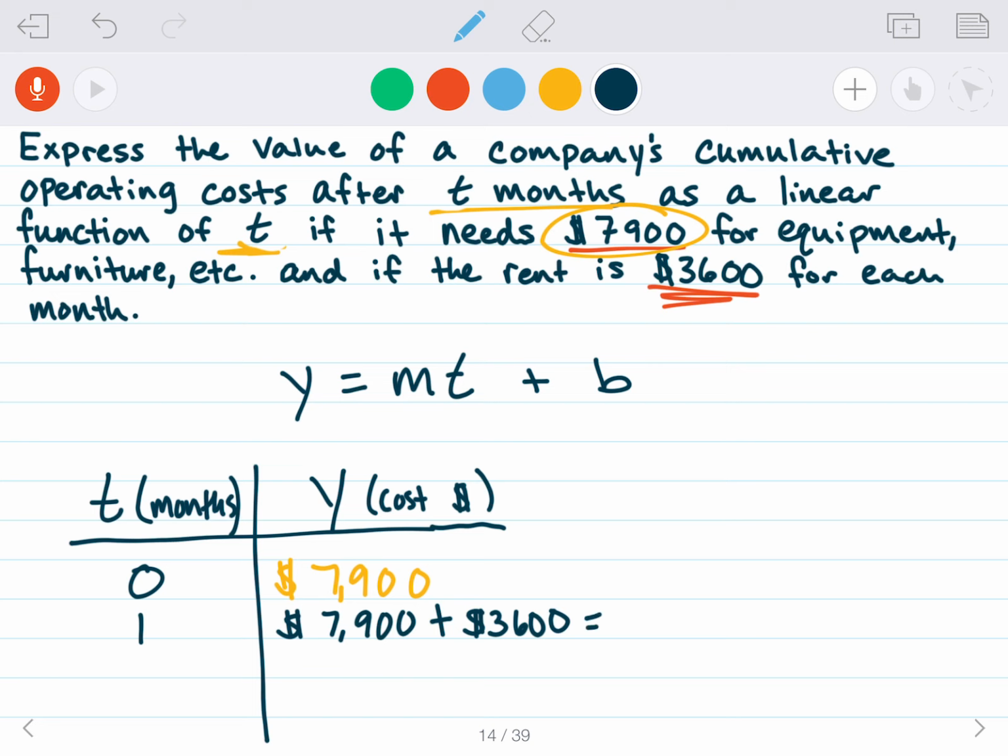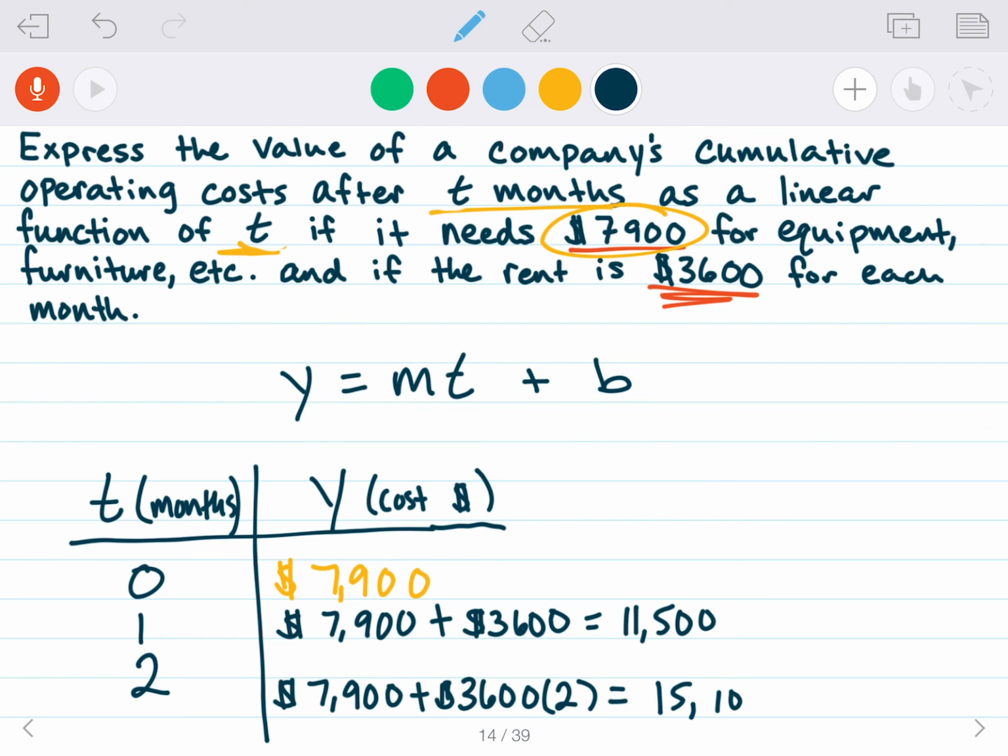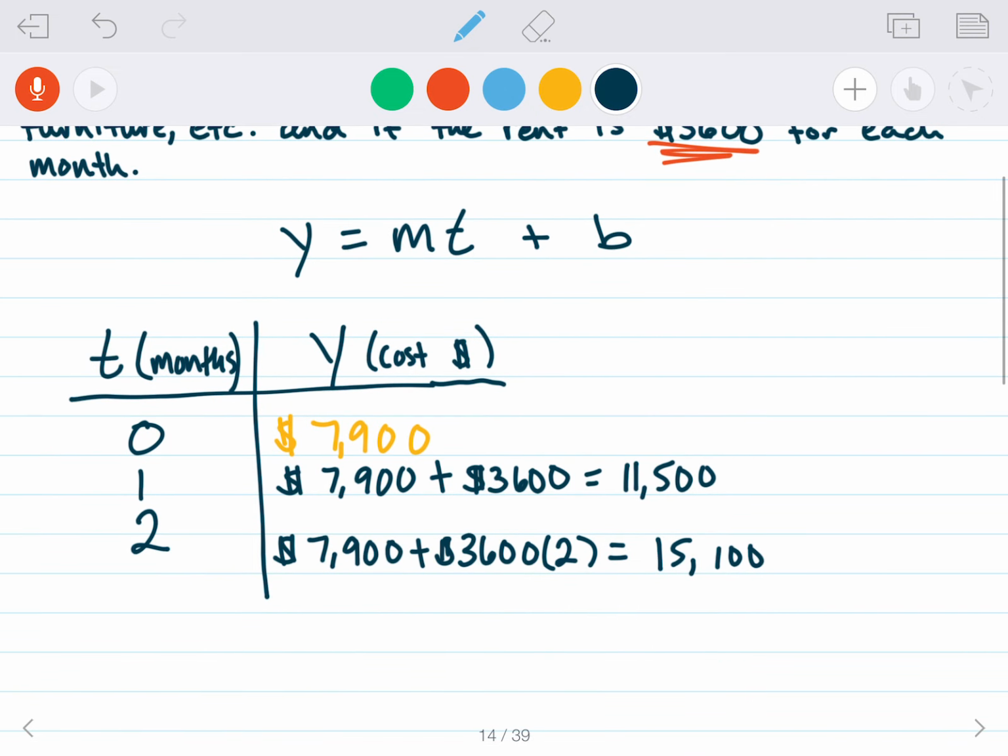And what is this going to be? So this is going to be $11,500. Okay. Month 2, I'm paying 2 months worth of rent, so I still have this fixed cost of $7,900 plus $3,600 now times 2 because I'm paying 2 months worth of rent, right? So $3,600 times 2 plus $7,900. Hopefully you guys are seeing the pattern here. The next one is going to be $7,900 plus $3,600 times 3. Let's just do it right here.